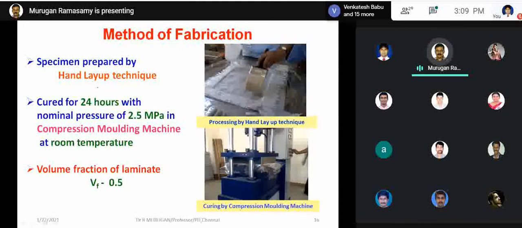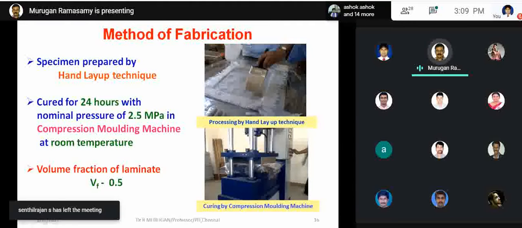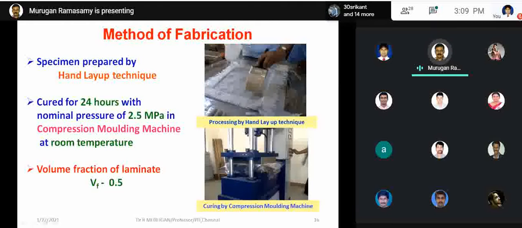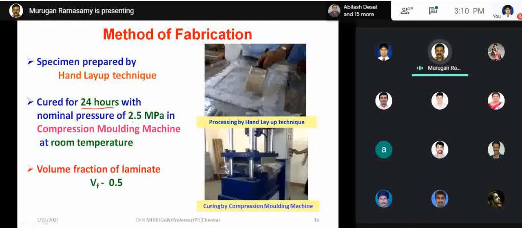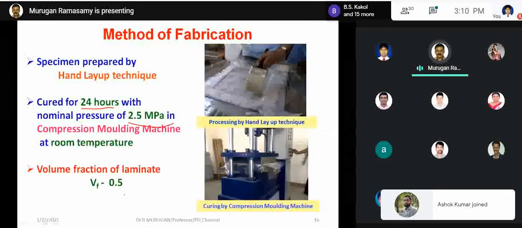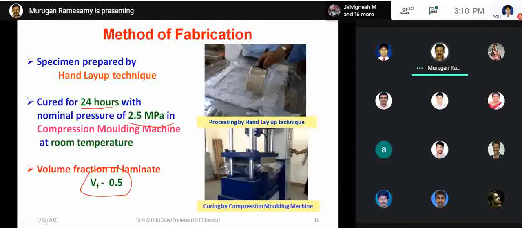We formed 4 layers for the glass laminate and 4 layers for the carbon laminate, arranged the layers, and placed the stack within the compression molding machine for proper curing. The curing is done for one day, 24 hours. We applied nominal pressure, and for study purposes we maintained the fiber volume fraction of the laminate at 0.5. So what is the meaning of this?